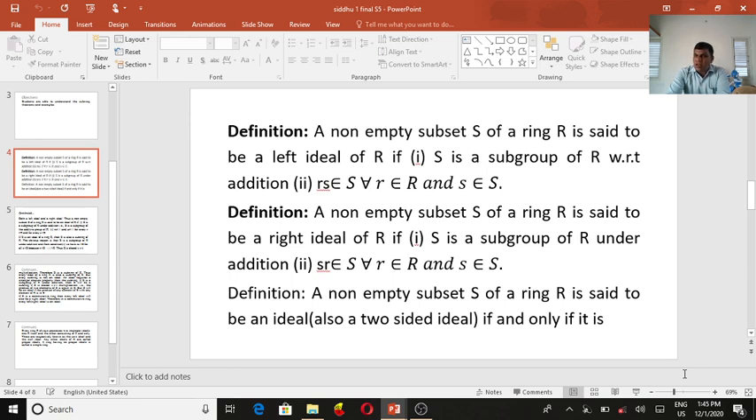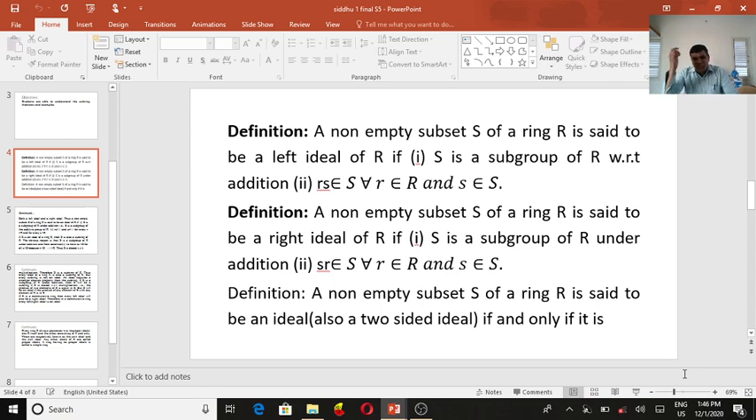Again, a non-empty subset S of a ring R is said to be a right ideal of R if S is a subring of R under addition, and then s times r belongs to S, where r is an element of R. You are multiplying an element r on the right-hand side. It is called a right ideal.